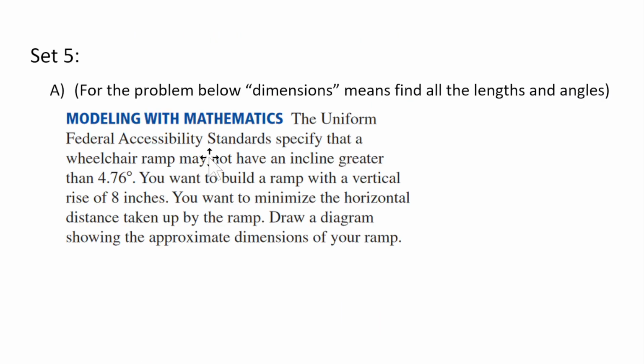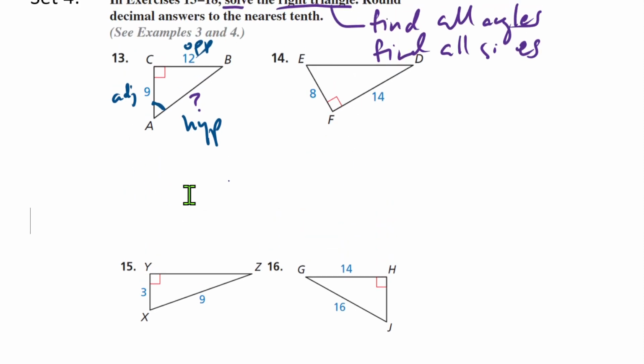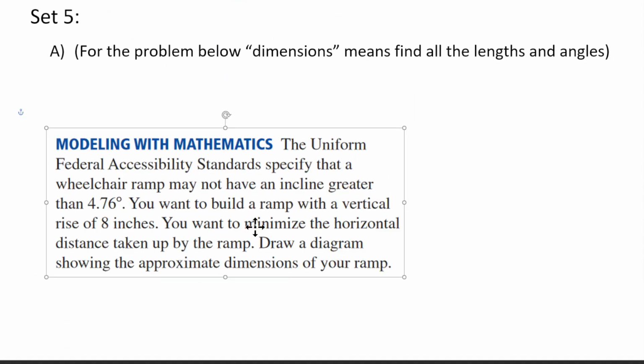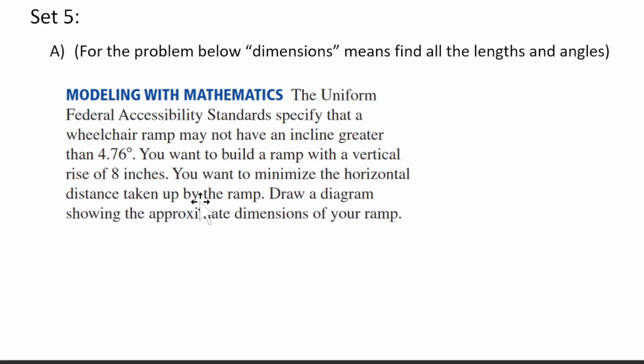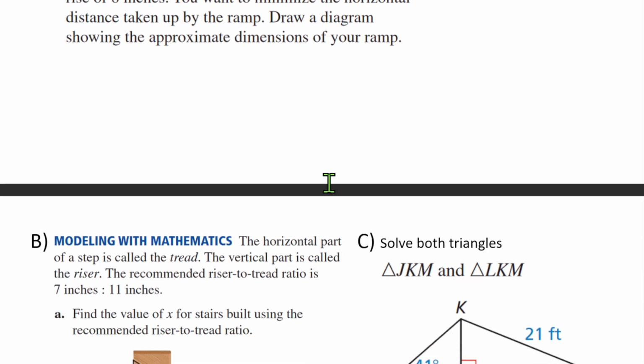Now for set 5, there are a lot of word problems. The first one says, draw a diagram and show the approximate dimensions of your ramp. You really need to read this problem and just draw a triangle and find the sides and the angles. So really, it's the same as these problems, where you find all the sides and all the angles. It's just one triangle, and they're telling you one angle of it and one side of it. And you just got to draw it and go from there. So draw the triangle, label the angle and the side, and find the missing sides and angles.